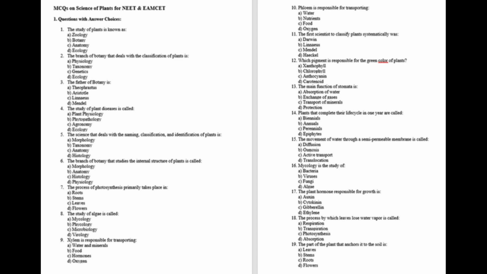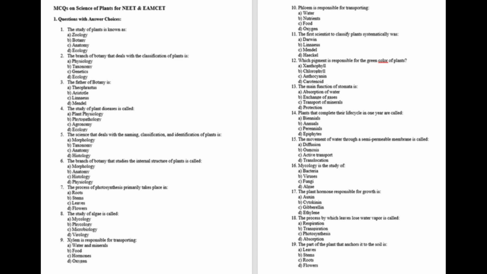Mendel. The study of plant diseases is called A. Plant physiology, B. Phytopathology, C. Agronomy, D. Ecology. The science that deals with the naming, classification, and identification of plants is A. Morphology, B. Taxonomy, C. Anatomy, D. Histology.